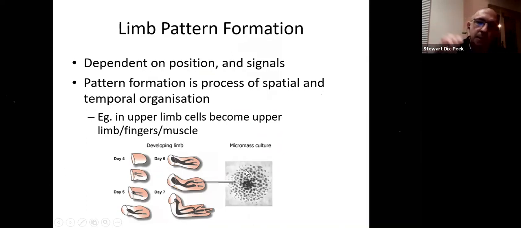Okay, so we've got cells that are all the same, but their genes are different. And those genes imprint on the cells, depending on position and time, as to what they're going to end up as. So far, so good.